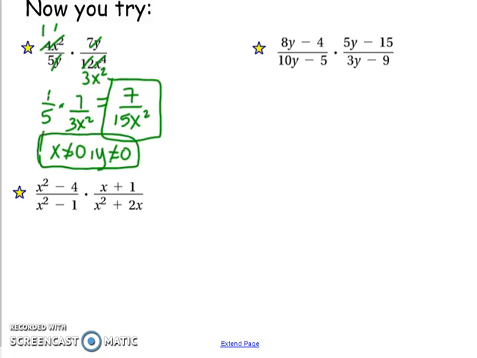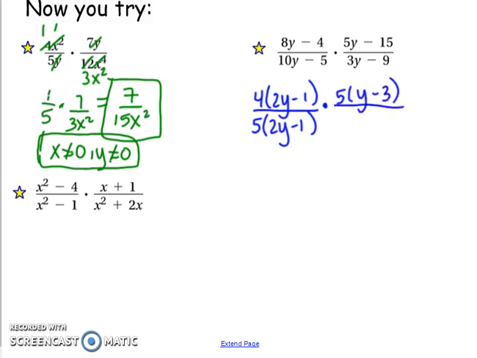And the second one, so for this one, we're going to take out a GCF of the top. So 8y minus 4 has a 4 in common, and we're left with 2y minus 1. The denominator, we could take out a 5, and we're left with a 2y minus 1. The next numerator, we can take out a 5, and we're left with a y minus 3. And then the last denominator, we can take out a 3. That's our GCF, and we're left with y minus 3.